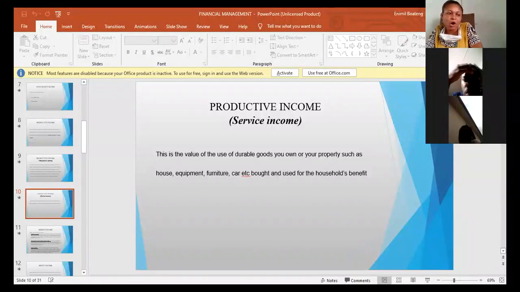For instance, you have your own motorbike. When you are going to town, you sit on it, you go, or your car, you sit on it and then you go. These are services that are rendered by the items you have. So are you clear with the productive income?